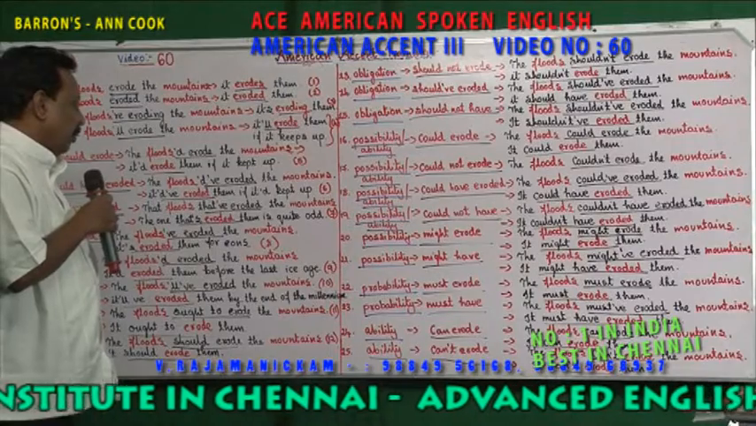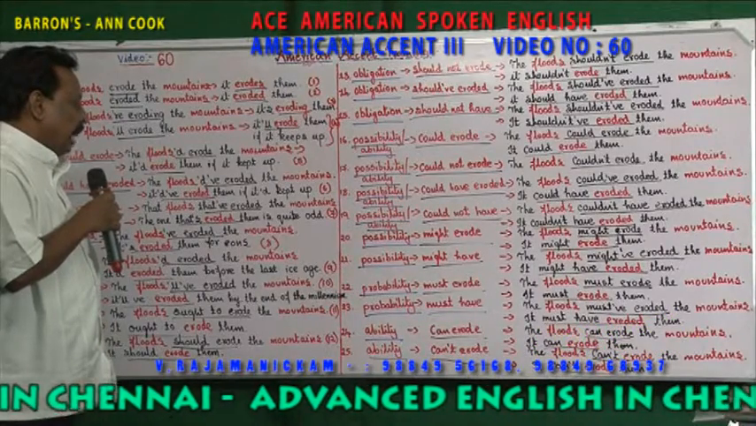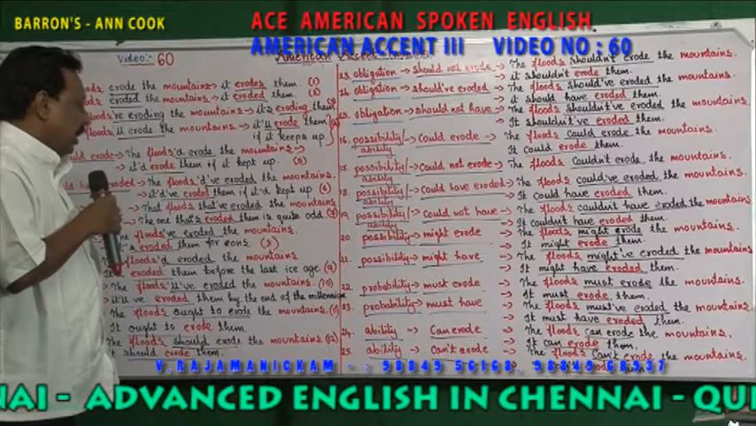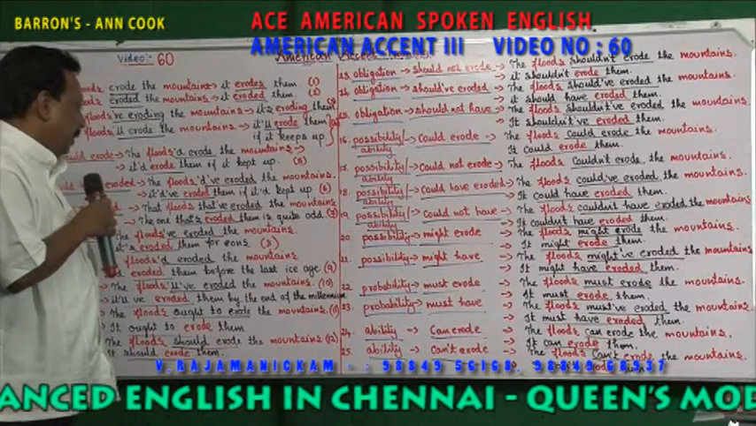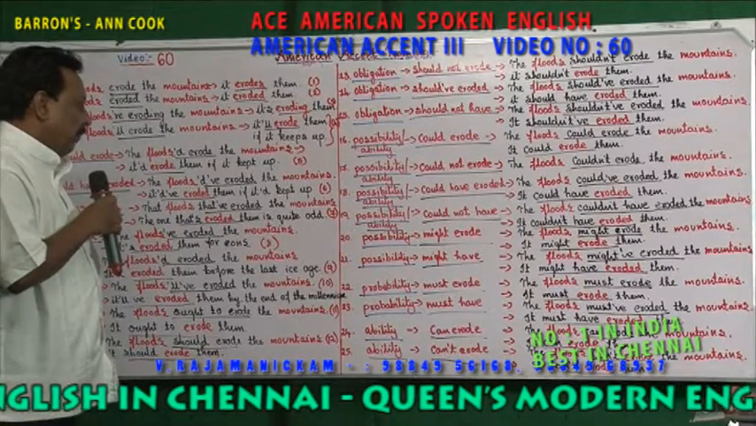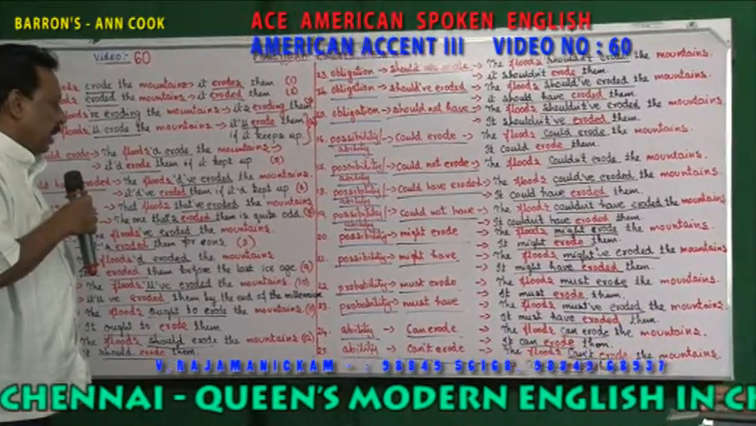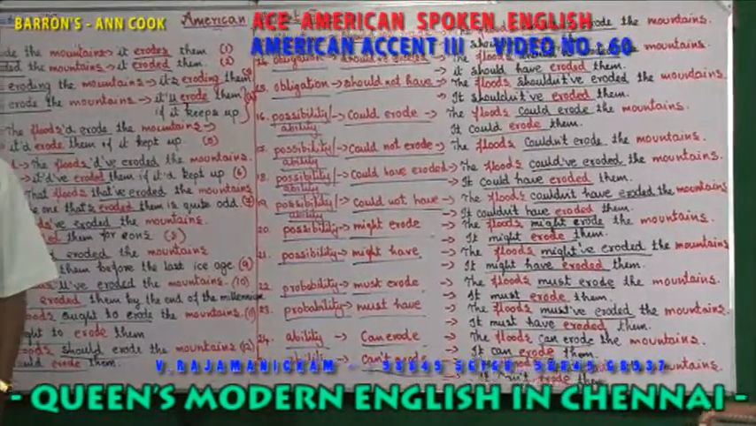Ability: can. The floods can erode the mountains. It can erode them. Ability: can't erode. The floods can't erode the mountains. It can't erode them. Good, sir. Very good, sir.